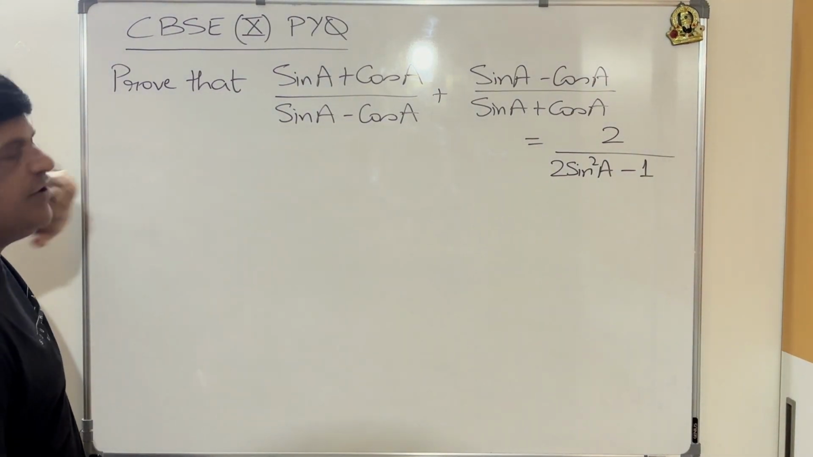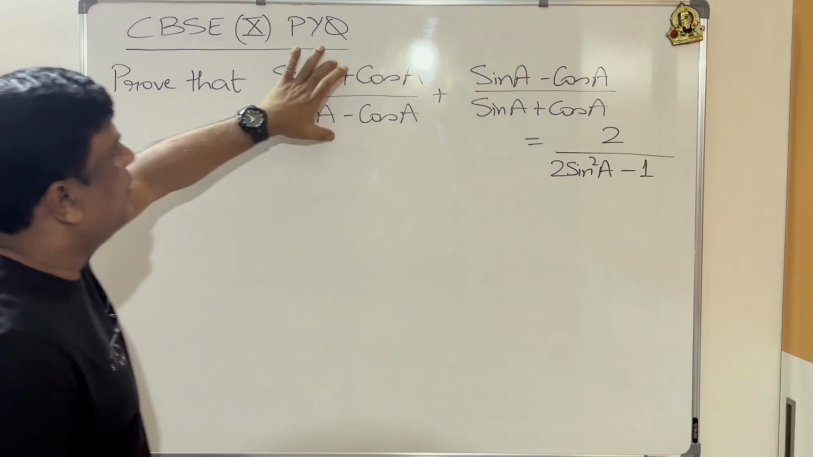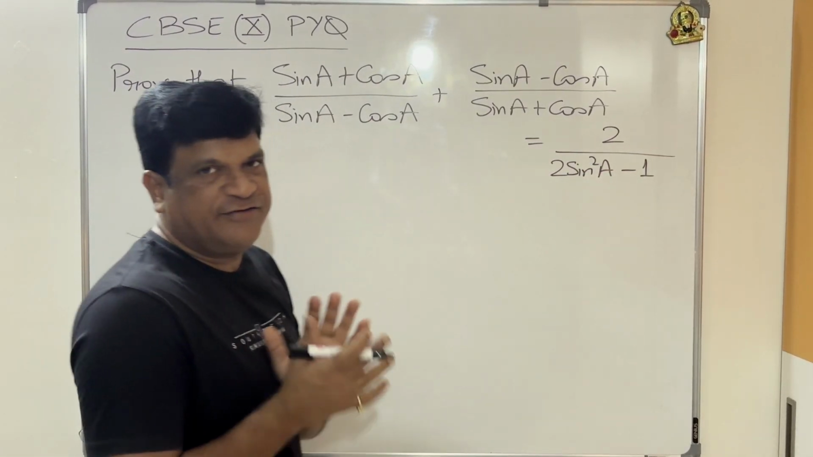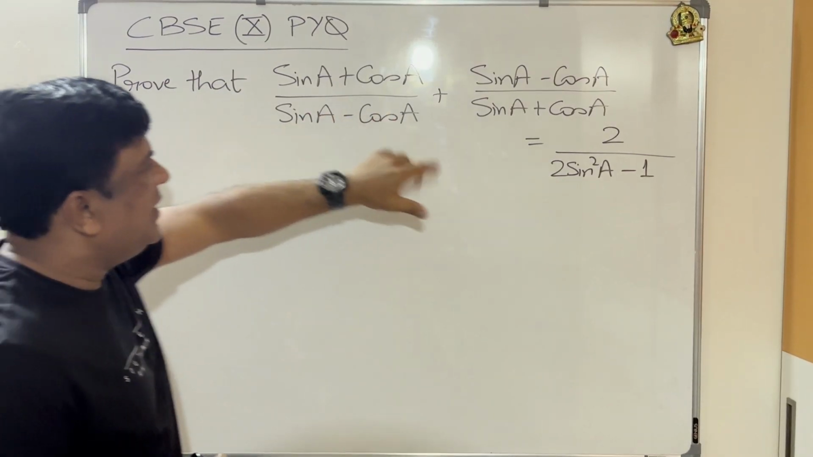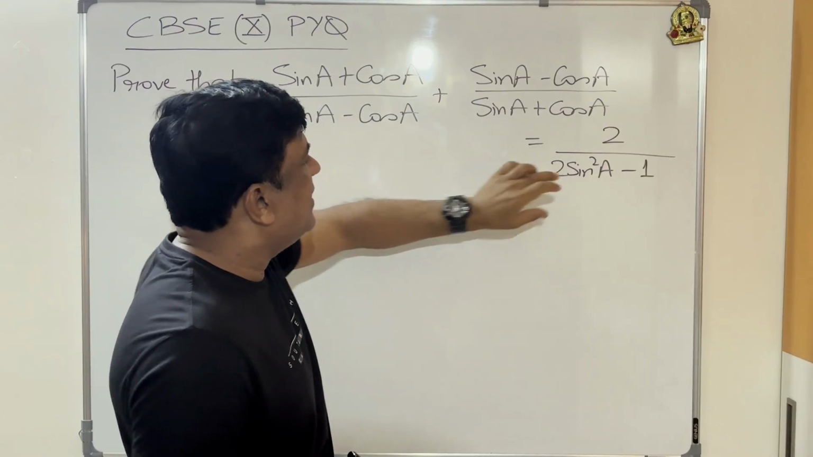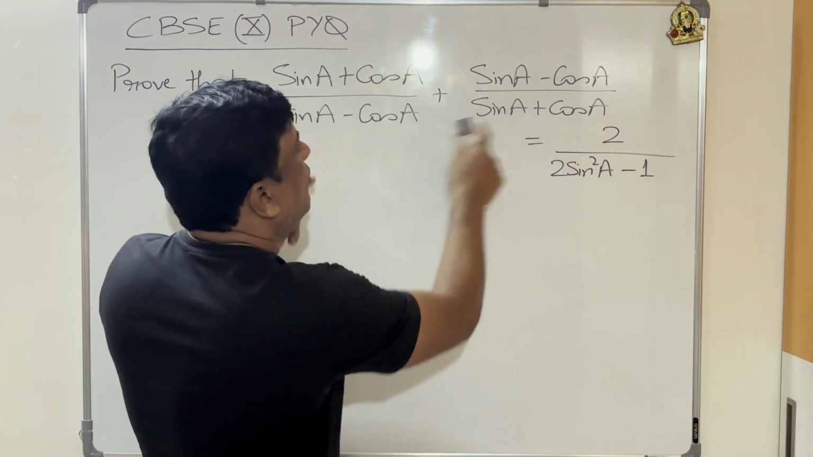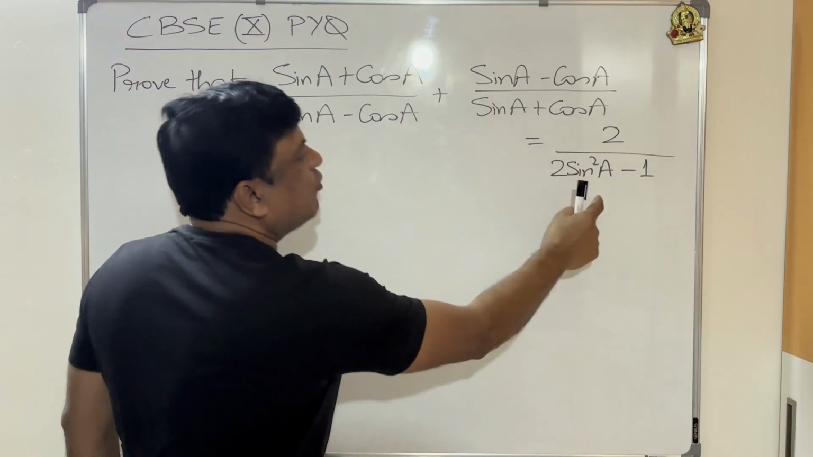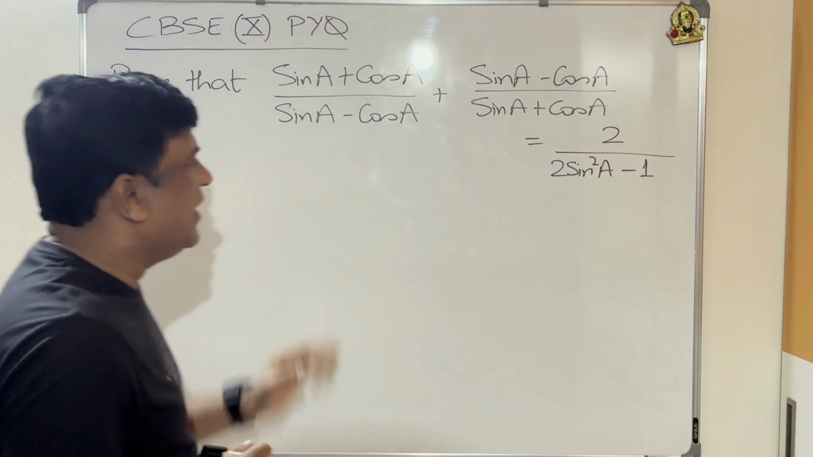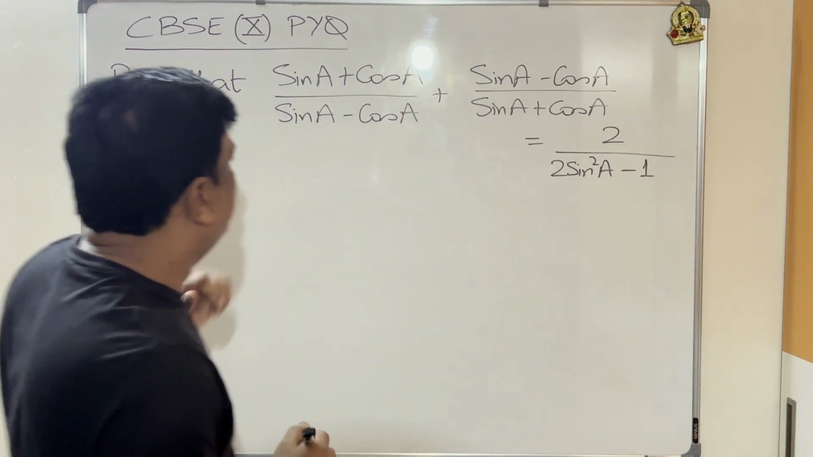Okay, what do they say over here? Prove that this quantity plus this quantity is equal to 2 by sine square a minus 1, right? The moment I look at the right side, it's already in the format of sine square a minus cos square a. So let's leave it. Let's look at the LHS.